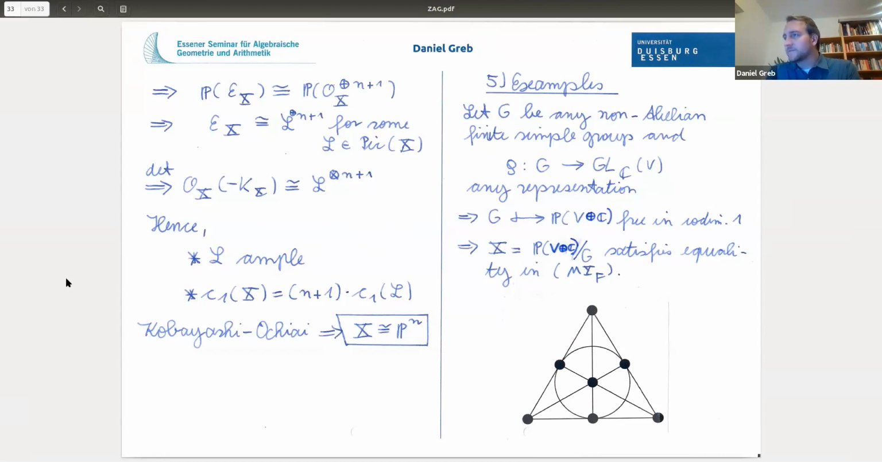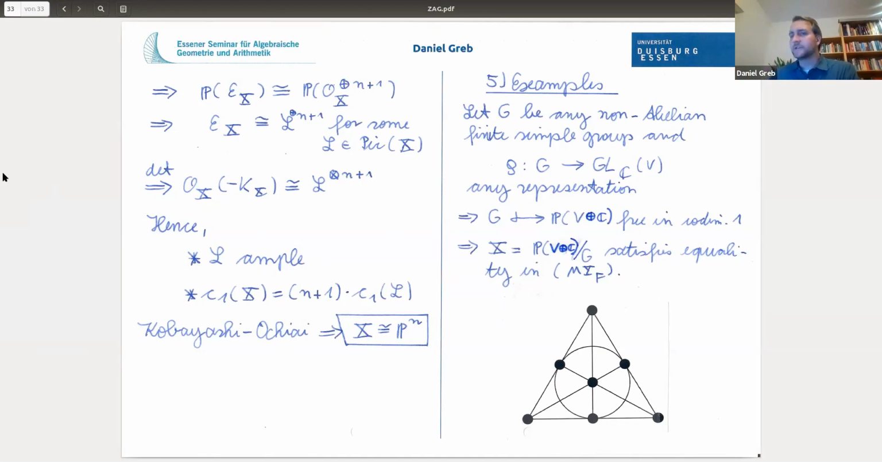And so actually it occurs for any representation of a non-abelian finite simple group. Take a non-abelian finite simple group. You take any representation, say from the Atlas, and then you add the trivial representation, and then you projectivize. So this means you take this representation V and you complete it to a Pn equivariantly. Then automatically this action will be free in codimension 1. And so this implies the quotient will satisfy equality in the Fano version of Miyaoka-Yau.